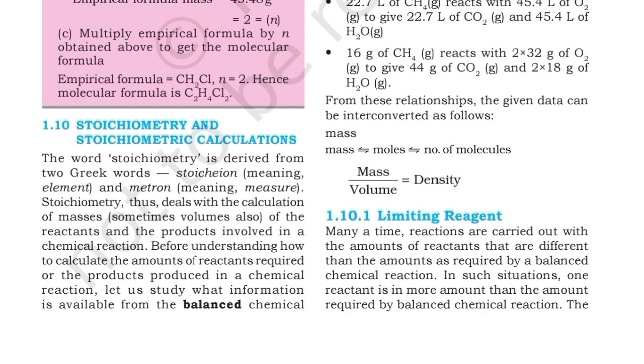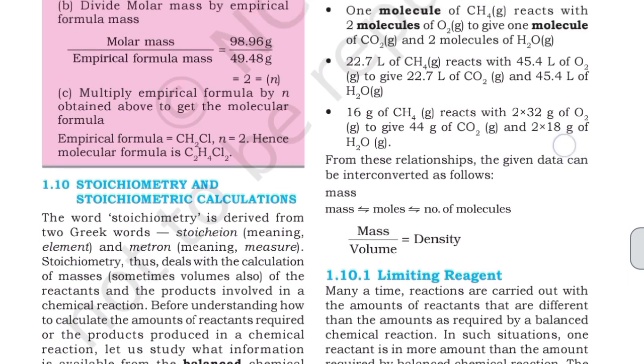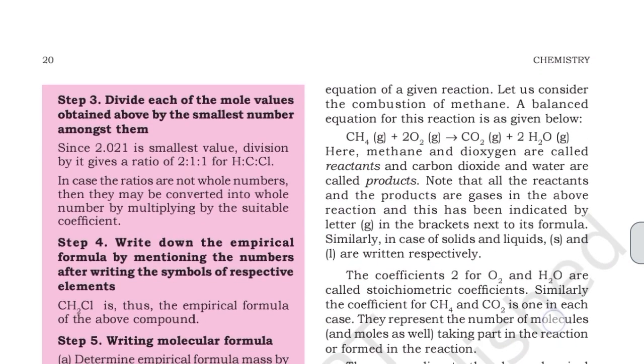Stoichiometry and stoichiometric calculations. The word stoichiometry is derived from two Greek words, stoichion meaning element and metron meaning measure. Stoichiometry thus deals with the calculation of masses, sometimes volumes also, of the reactants and the products involved in a chemical reaction. Before understanding how to calculate the amounts of reactants required or products produced in a chemical reaction, let us study what information is available from the balanced chemical equation of a given reaction.